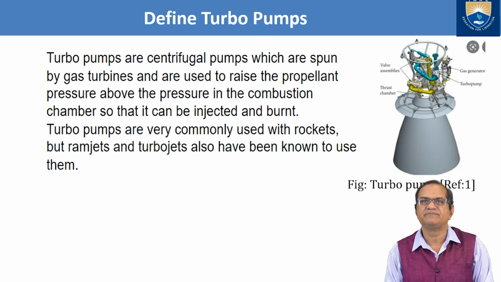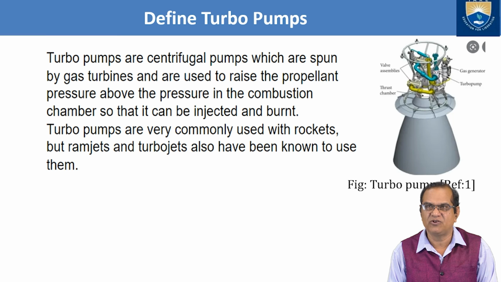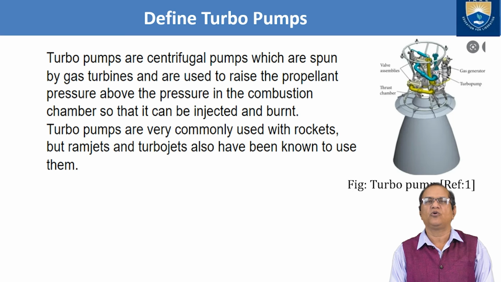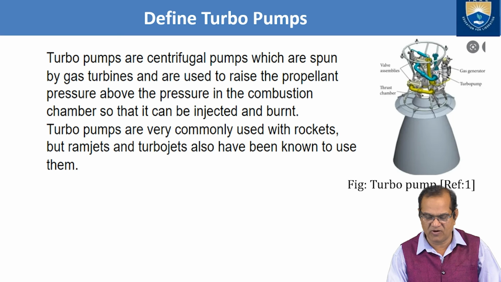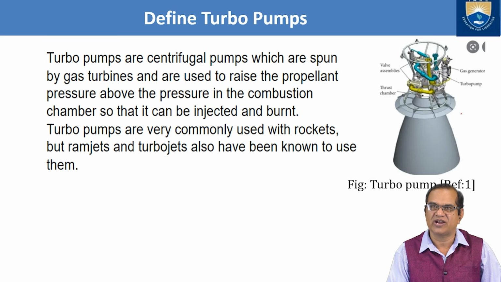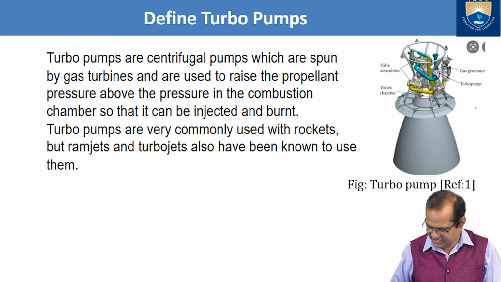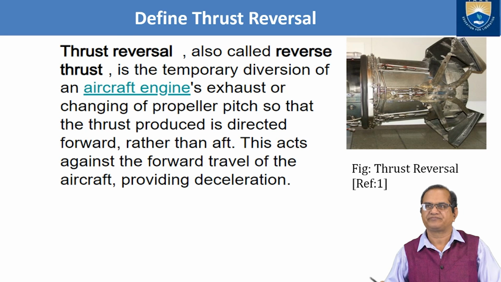Define the turbopump. Turbopumps are centrifugal pumps which are spun by gas turbines and are used to raise the propellant pressure above the pressure in the combustion chamber so that it can be injected and burnt. Turbopumps are very commonly used with rockets, but ramjets and turbojets have also been known to use them. So mostly these types of turbopumps are used for rockets and space vehicles, but sometimes they are also used in our jet engines.